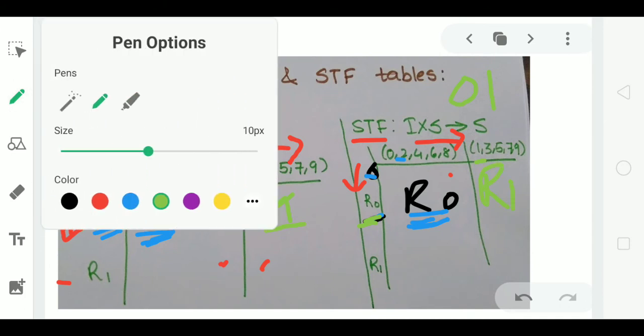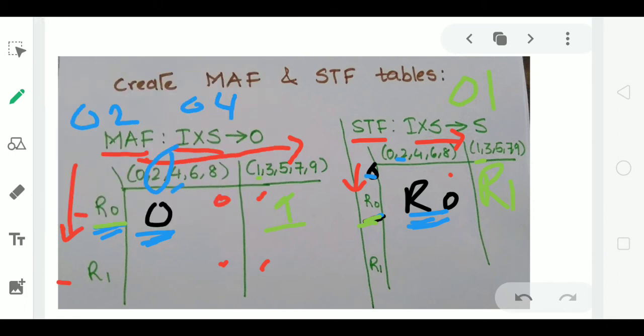Similarly, if we consider the previous state as R0 and the next bit as 3, that means remainder 0, value 0, with the next bit as 3 will make the number 3. Is the number 3 divisible by 2? No, leaving output as 1. In the state function, R0 with the next bit as 3, what will be the state? The state will be with the remainder 1. Remainder 1 is indicated by R1.